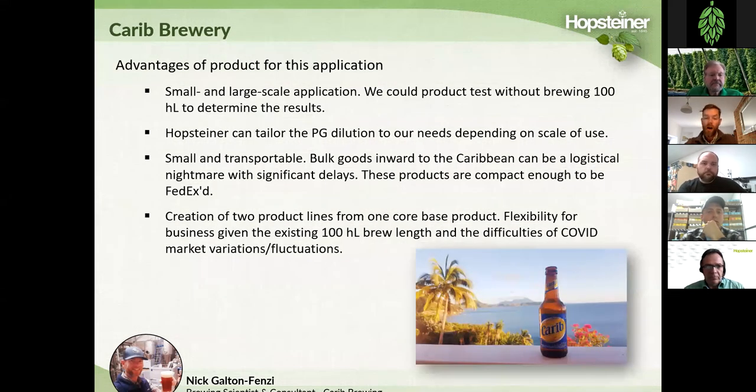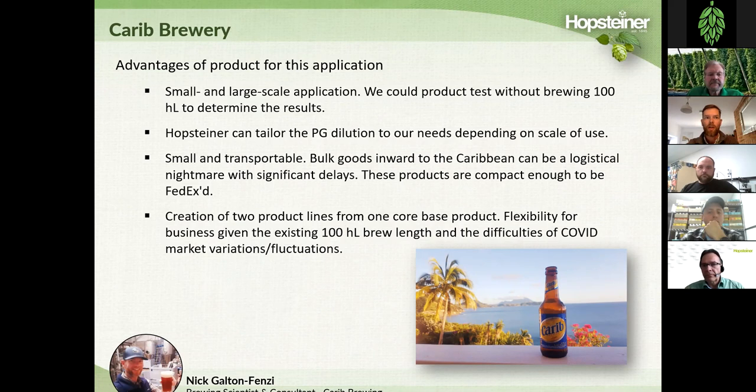The advantages of why we chose this was we could do it for both small and large scale application. Hopsteiner could tailor and would make the dilutions that we require. So we could either specify 1 in 10, 1 in 50, and 1 in 100, depending on the scale that we needed. And it's very small and very transportable. We could get this from Hopsteiner FedExed into the Caribbean in a matter of a couple of days.